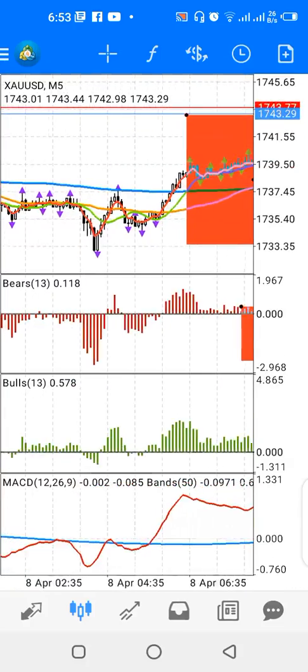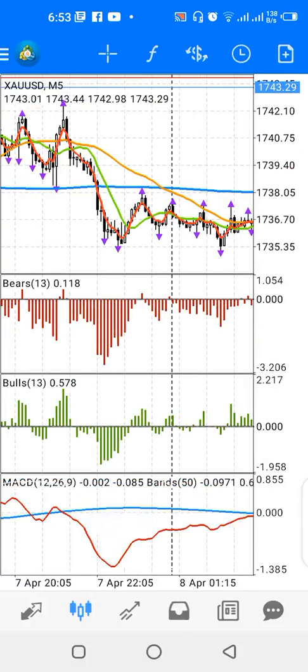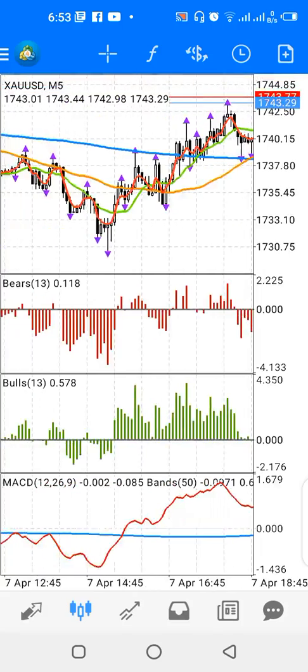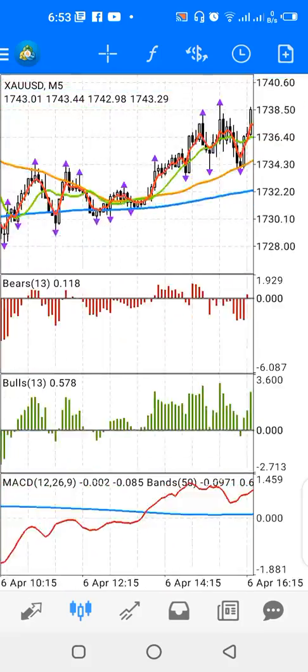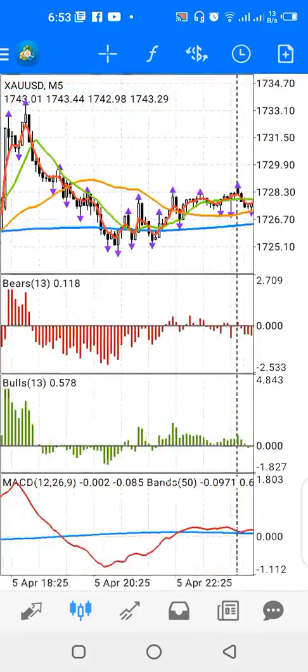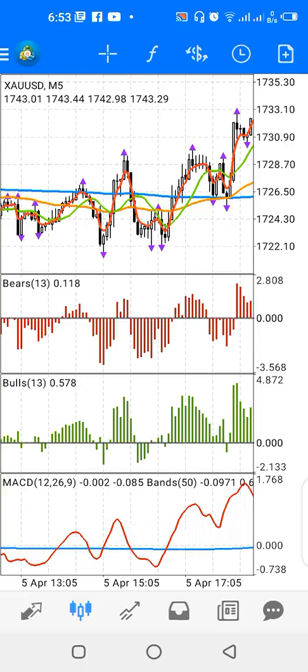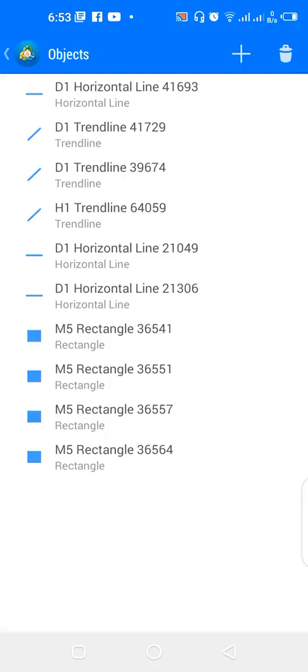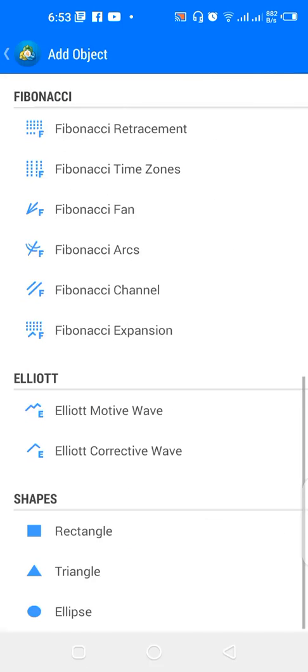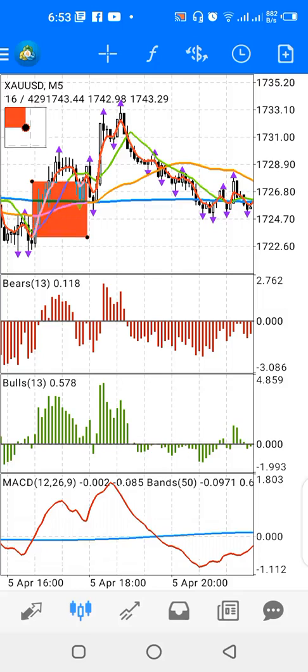Alright, so how does this work? On the main window, for me to place a buy trade, I'll simply allow the red, green, and orange lines to cross above the blue line, like I have around here. Let me cross all lines, cross above the blue line.